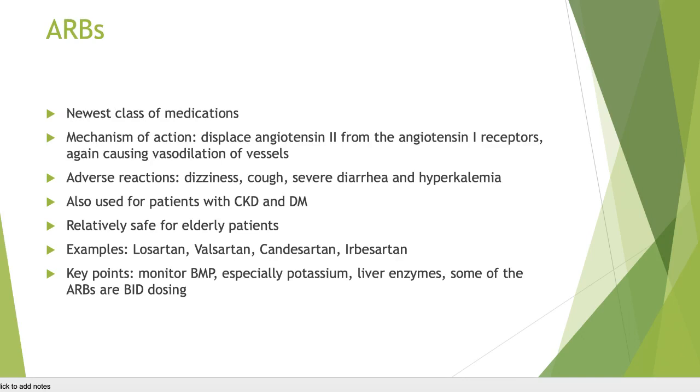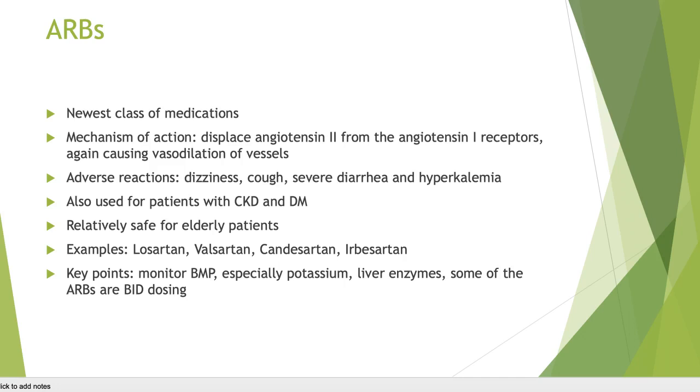Next are the ARBs. These are a newer class of medications. Mechanism of action: it displaces the angiotensin II from the angiotensin I receptors, causing vasodilation of the vessels. Adverse reactions include dizziness. Again, some of these patients do also develop a cough. They can have severe diarrhea and again hyperkalemia. ARBs are very important to use in patients with known chronic kidney disease and diabetes. These are relatively safe in elderly patients.